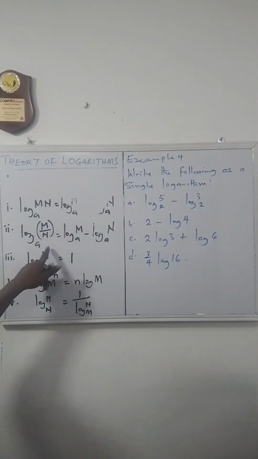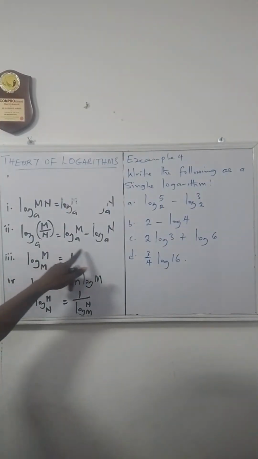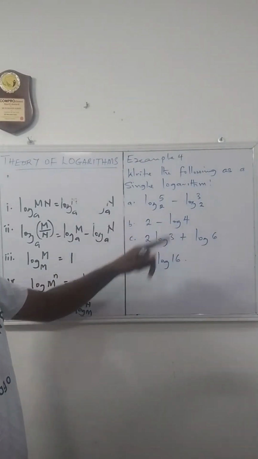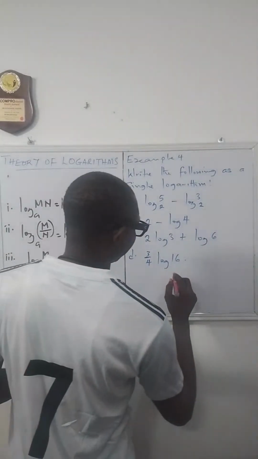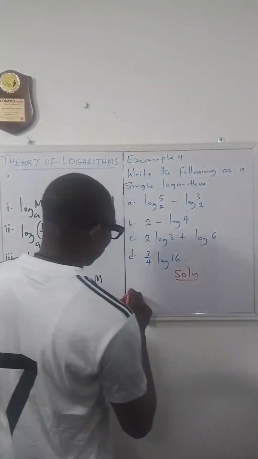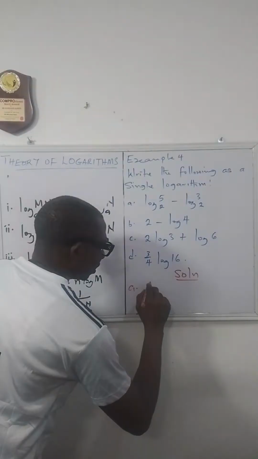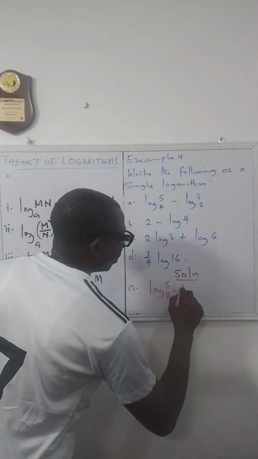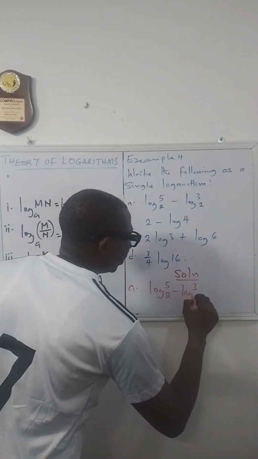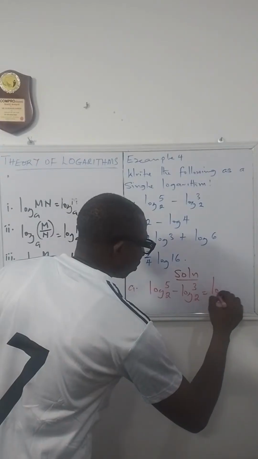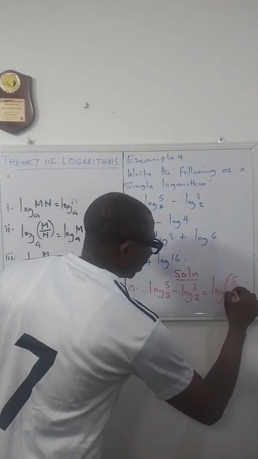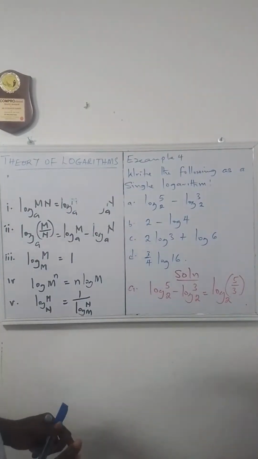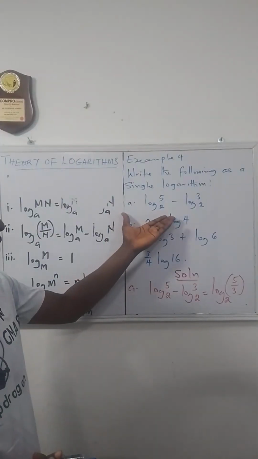Okay. So we'll be making use of the second law, that is law of division. When dividing, you subtract. So we reverse this. So the solution to this first one, we write this as logarithm of 5 base 2 minus logarithm of 3 base 2. The result is going to be log of 5 over 3 base 2. And this is the answer to that. So we have made this to be a single logarithm.